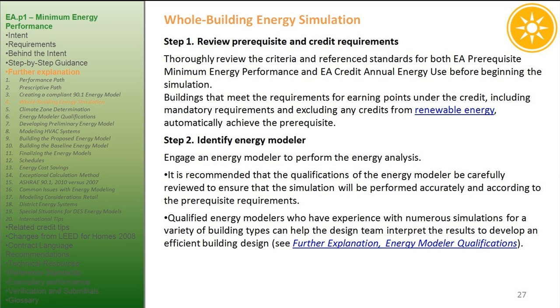More further explanation. Whole building energy simulation. Step 1. Review prerequisite and credit requirements. Thoroughly review the criteria and referenced standards for both EA prerequisite minimum energy performance and EA credit annual energy use before beginning the simulation. Buildings that meet the requirements for earning points under the credit, including mandatory requirements and excluding any credits from renewable energy, automatically achieve the prerequisite.